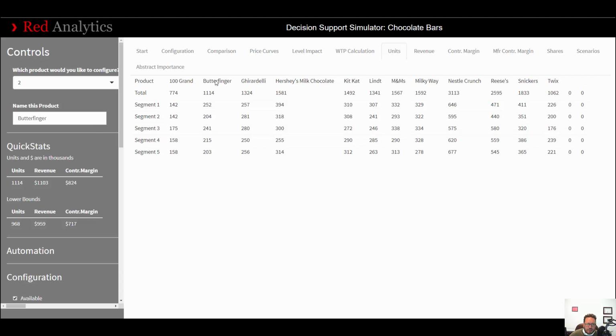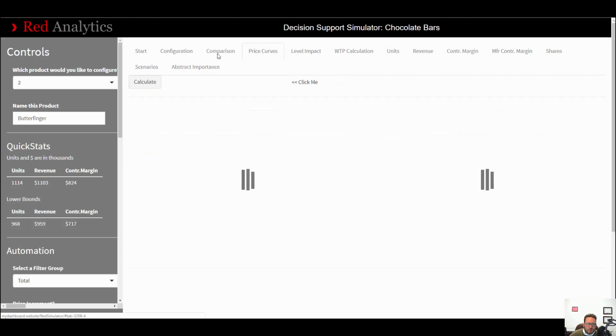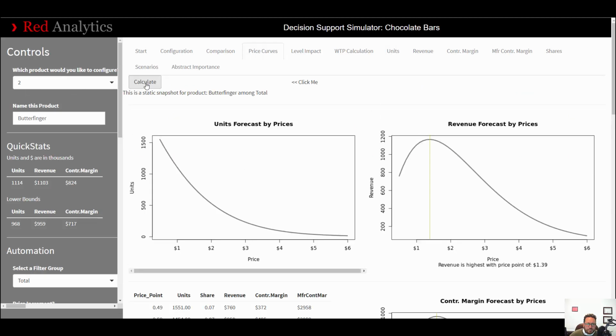So just a quick reminder, here we are in product 2, we're still on Butterfinger. We can actually have it automatically tell us what the revenue optimizing price point is for this configuration. So for the Butterfinger in this scenario, the revenue optimizing price point's down here. It's $1.39.